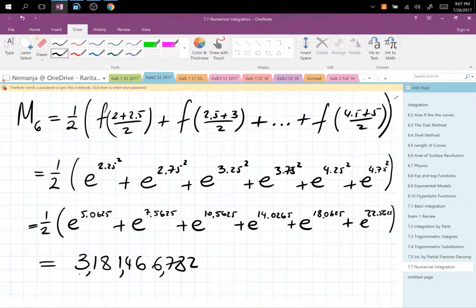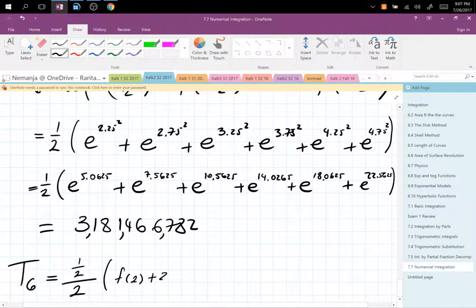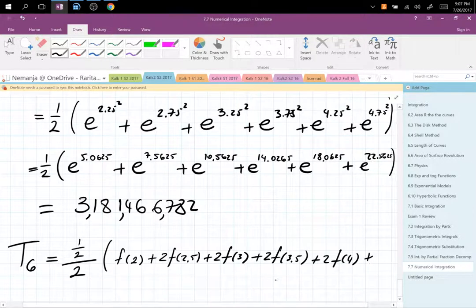Yeah, perfect. All right, so this was the midpoint. What we did for the midpoint again is every middle. We get to recycle now some of this work. Trapezoid for the same 6 is going to be delta x, which is 1/2, divided by 2. And then we have function at 2 plus 2 functions at 2.5 plus 2 function at 3 plus 2 function at 3.5 plus 2 function at 4 plus 2 function at 4.5 plus a single function at 5.